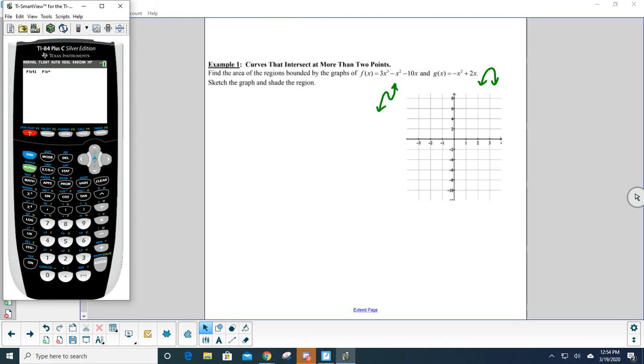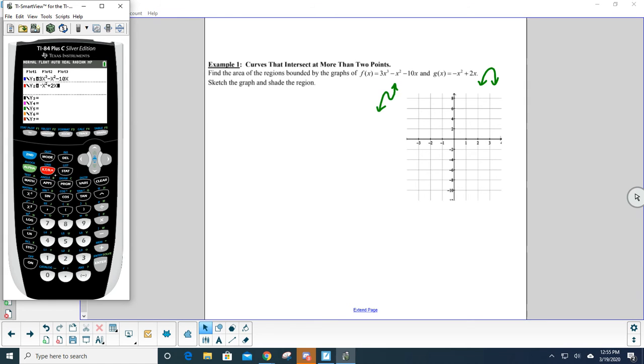Okay, so I'm going to y equals, clear out what's in there, and now I'm going to have 3x cubed, making sure I arrow down from that one, minus x squared, minus 10x, and underneath there, I'm going to have a negative x squared plus 2x.